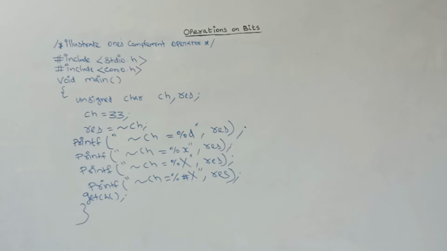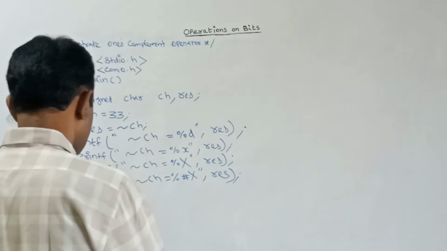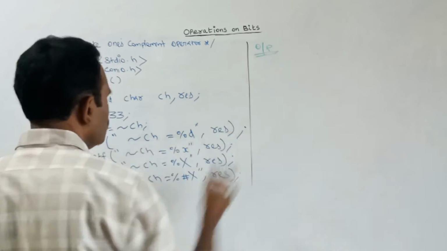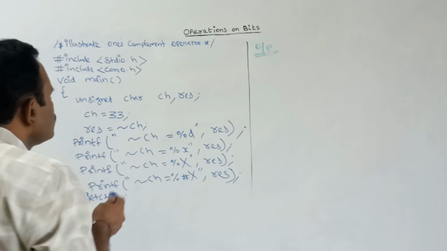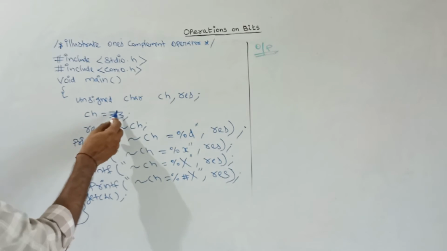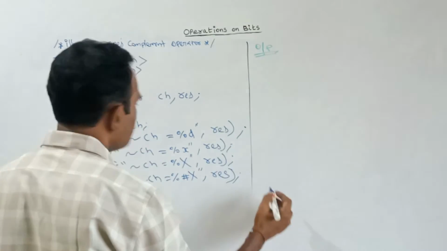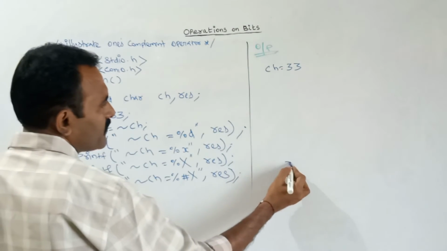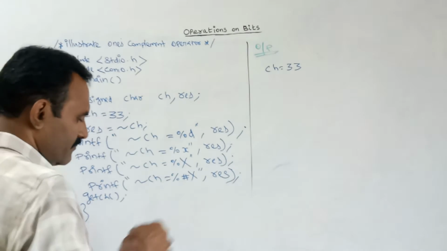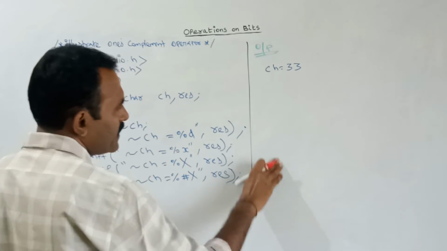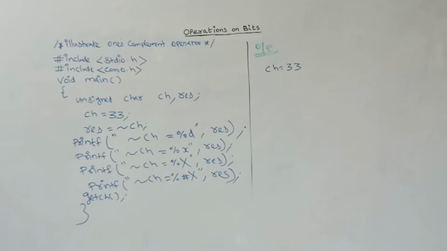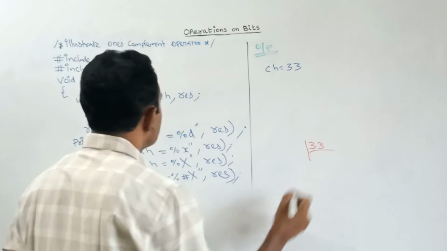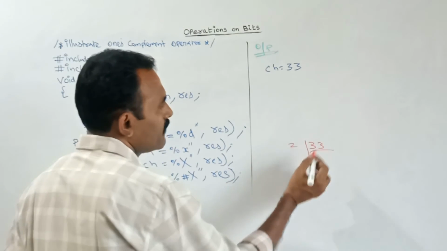See, now let us see the output here. What is the value? ch is equal to 33. That means for ch, if you convert this 33 into binary, then we can easily invert those binary values by using the 1's complement. If I give the value 33, it will be stored in binary values like this.